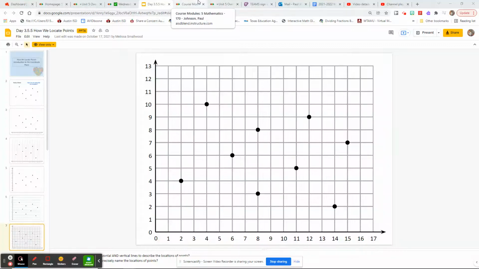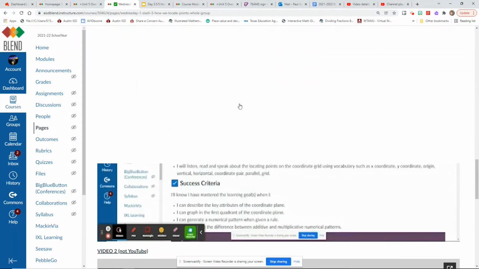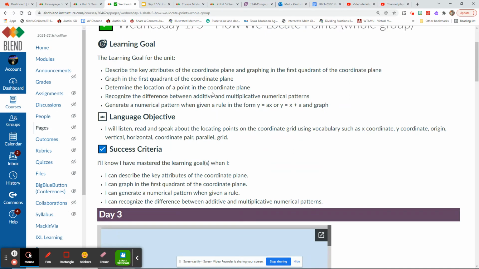All right, so looking back at some of the information over here, describe the key attributes of the coordinate plane and graphing in the first quadrant. In the first quadrant of the coordinate plane, that's what we just did. All right, so key attributes. Key attributes means things that describe a coordinate plane.